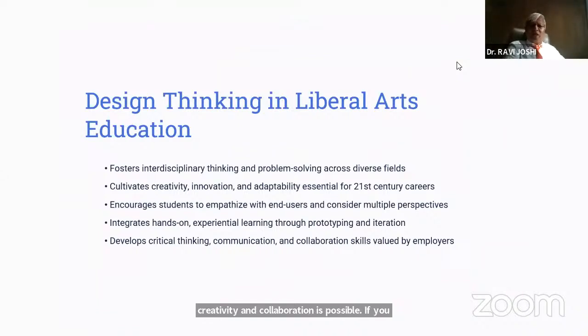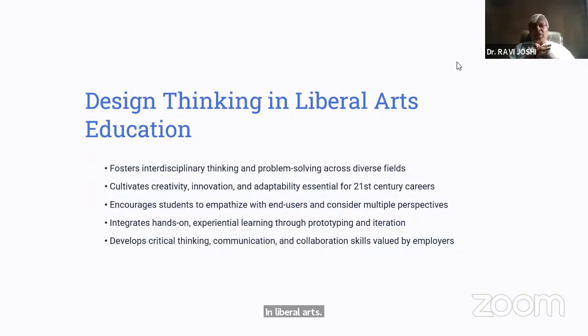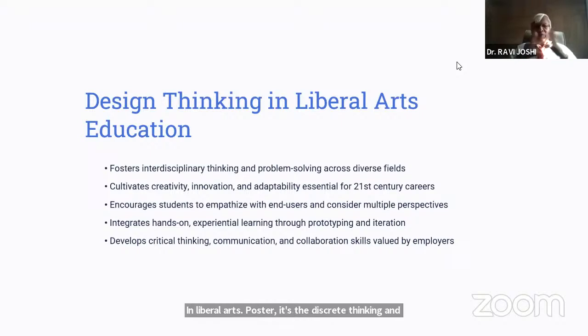If you have to go for design thinking in liberal arts, foster interdisciplinary thinking and problem solving across diverse fields. Cultivate creativity, innovation, and adaptability essential for 21st century careers. Encourage students to empathize with end users and consider multiple perspectives. Integrate hands-on experiential learning through prototyping and interaction, and develop critical thinking, communication, and collaboration skills valued by employers.